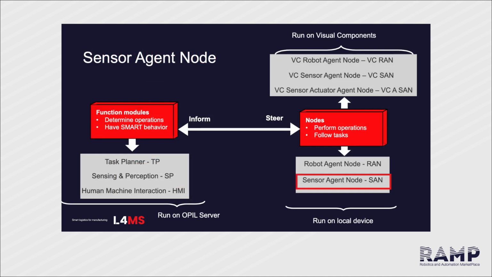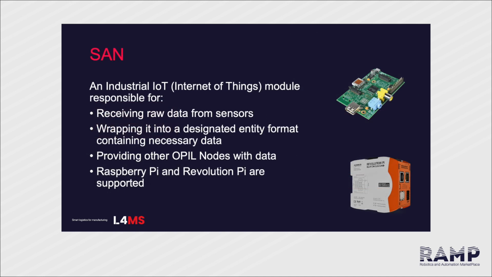Now, let's talk about the Sensor Agent Node module. Sensor Agent Node, or SAN, is actually an Internet of Things module that is responsible for receiving raw data from the sensors and gathering them into a designated entity format containing the necessary information for actions to be performed, providing other OPIL nodes with data. In its plug-and-play format, Raspberry Pi and Revolution Pi modules are also supported.